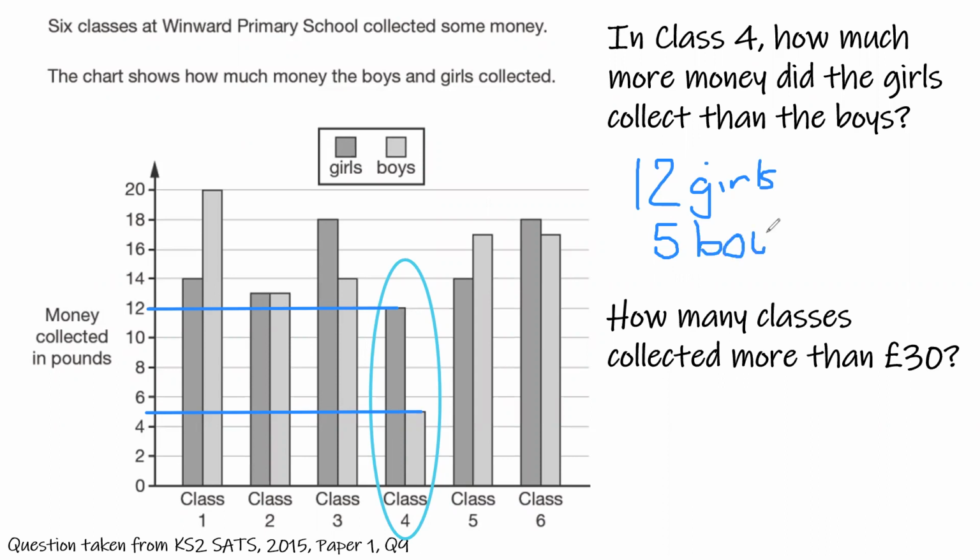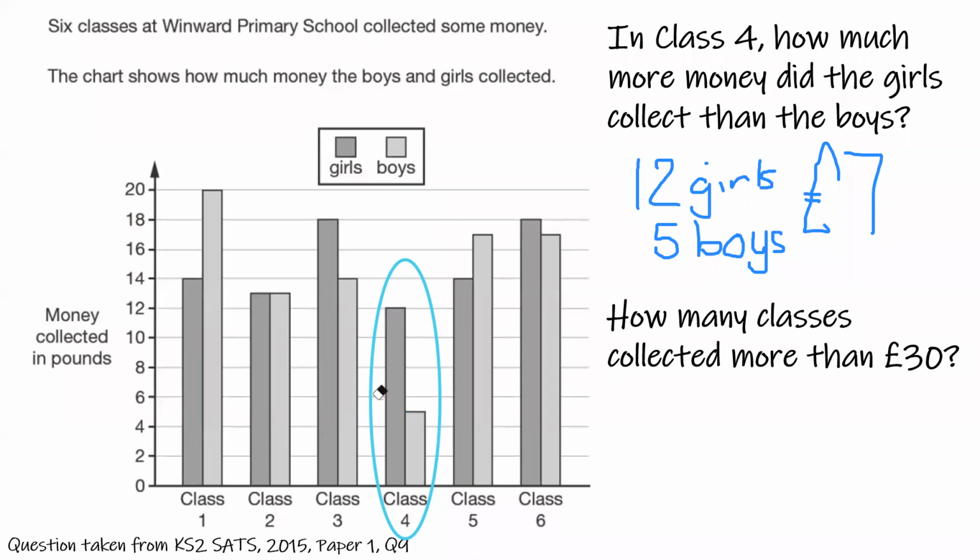So we've written all this down. The question is actually asking us, how much more money did the girls collect compared to the boys? So if we count on, 5, 6, 7, 8, 9, 10, 11, 12, that would be £7 more that the girls collected than the boys. They got £12 and the boys only got £5. Okay, hopefully that made sense.